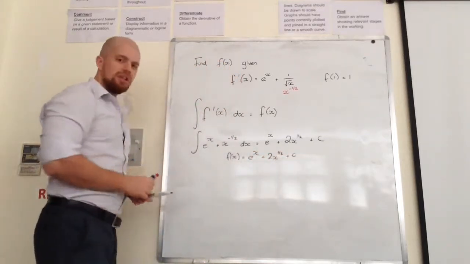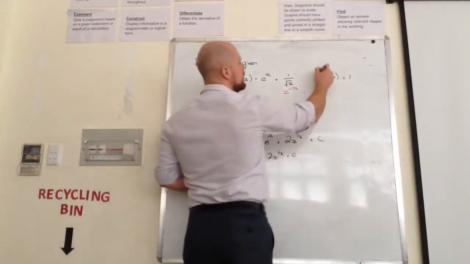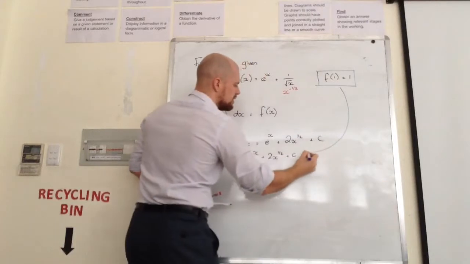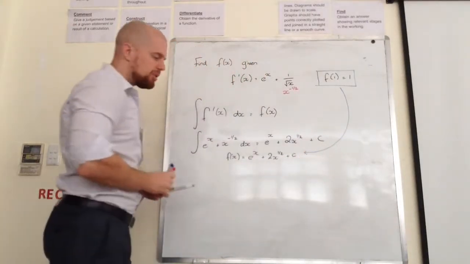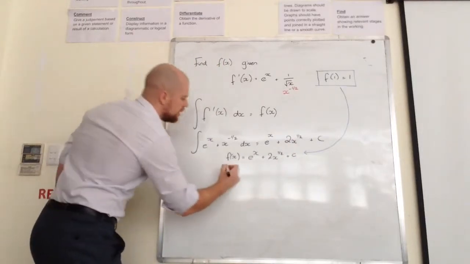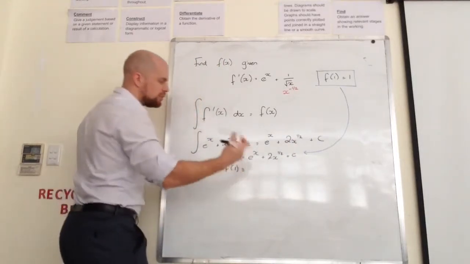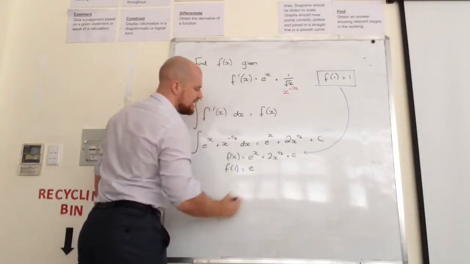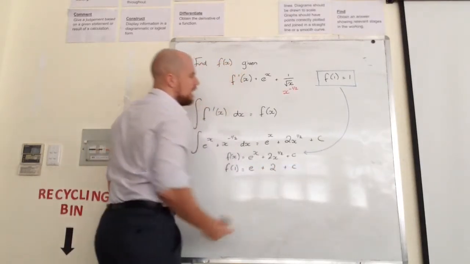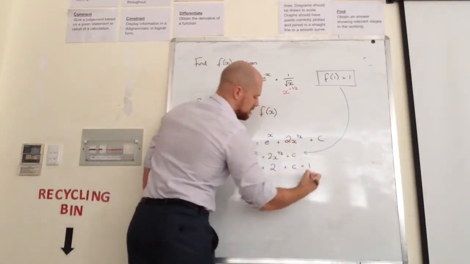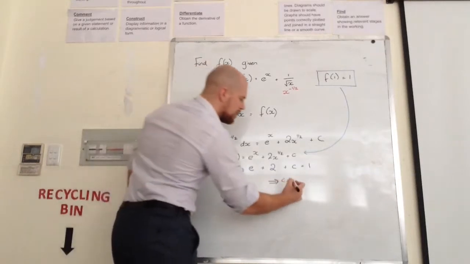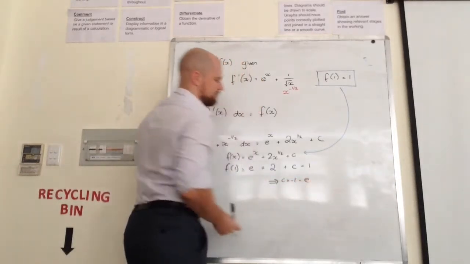And what I'm going to do is use my boundary value, the given value here, and substitute that in. If I put that in, that will allow me to determine what c must be. So f of 1, okay, I'm going to replace all the x values with 1, is e plus 2 plus c. And I know that's got to be equal to 1. So in this case, c is minus 1 minus e.